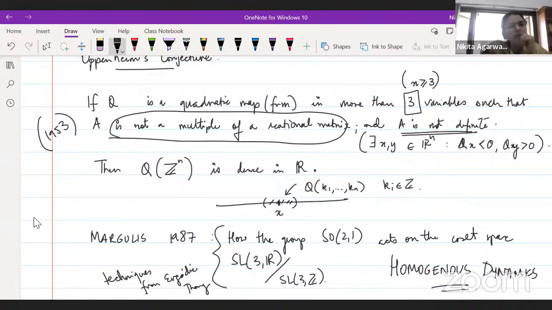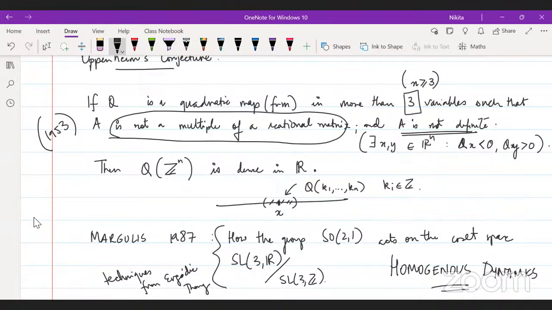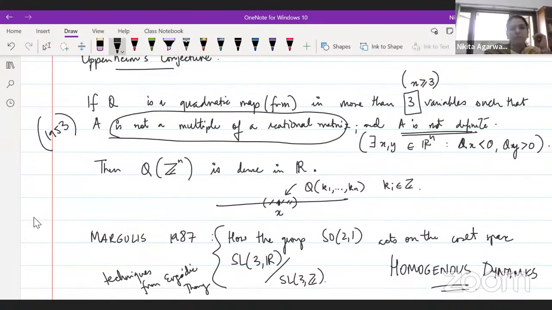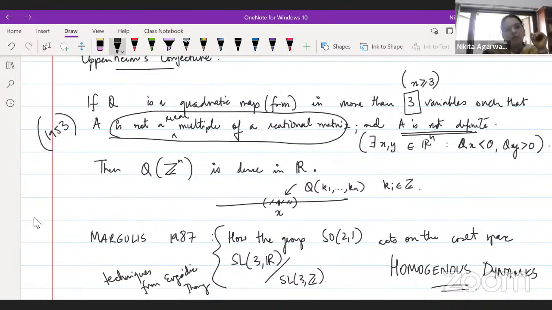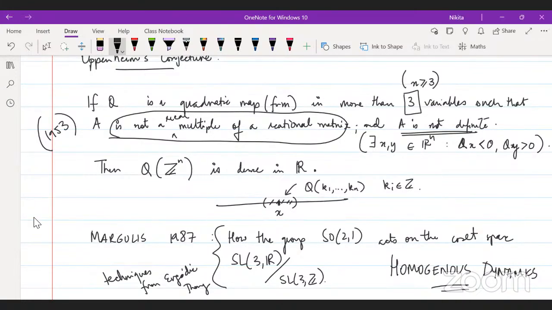Mukta, you have a question? Yes, madam. Multiple means real multiple, right? Real. So the matrix can be irrational as well. Yes. Any multiple of a rational matrix. Thank you.